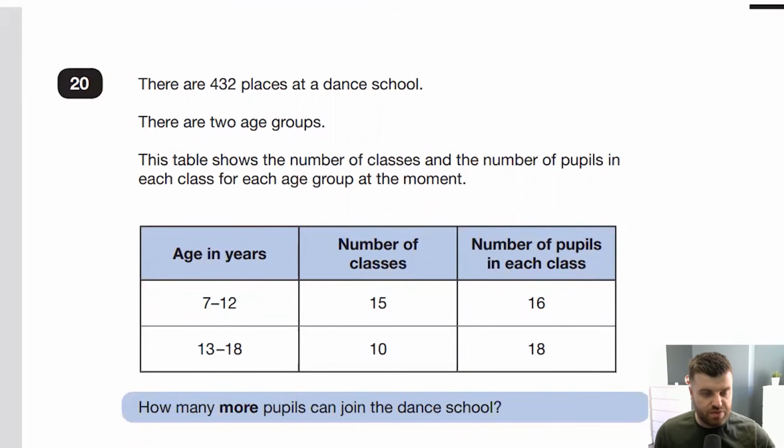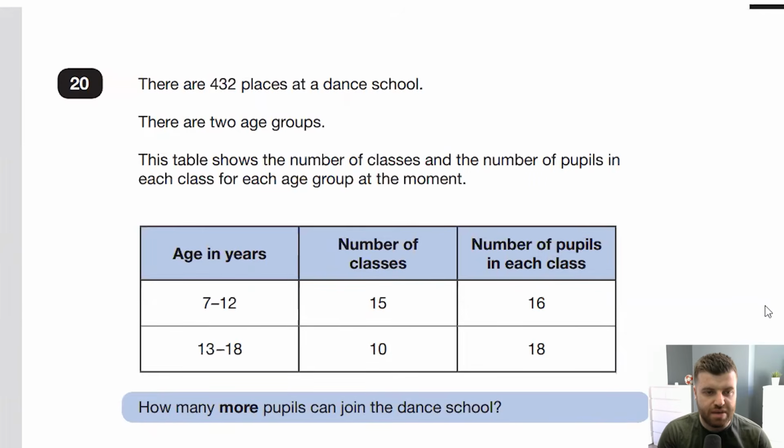There are 2 age groups. This table shows the number of classes and the number of pupils in each class for each age group at the moment. Age in years down there, number of classes there are, and the number of pupils in each class. Let's see what the question is. How many more pupils can join the dance school? Oh, what a fantastic question.